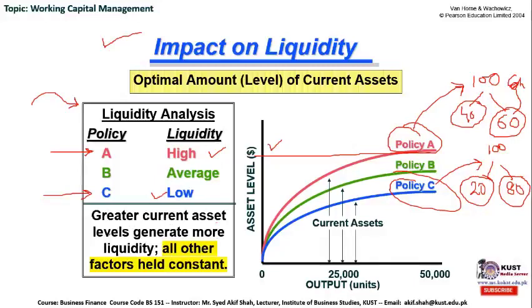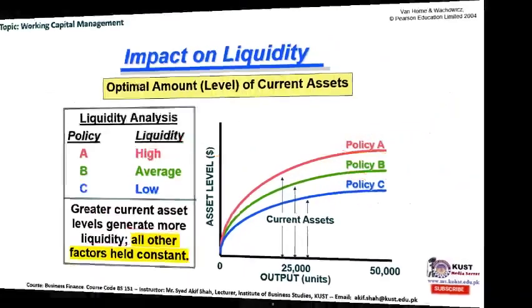So the greater the current asset level, the more liquidity generated, we can conclude, if all other factors are held constant. If the rest of the factors are held constant, and if the company increases the level of current assets, it will increase the liquidity of the company.